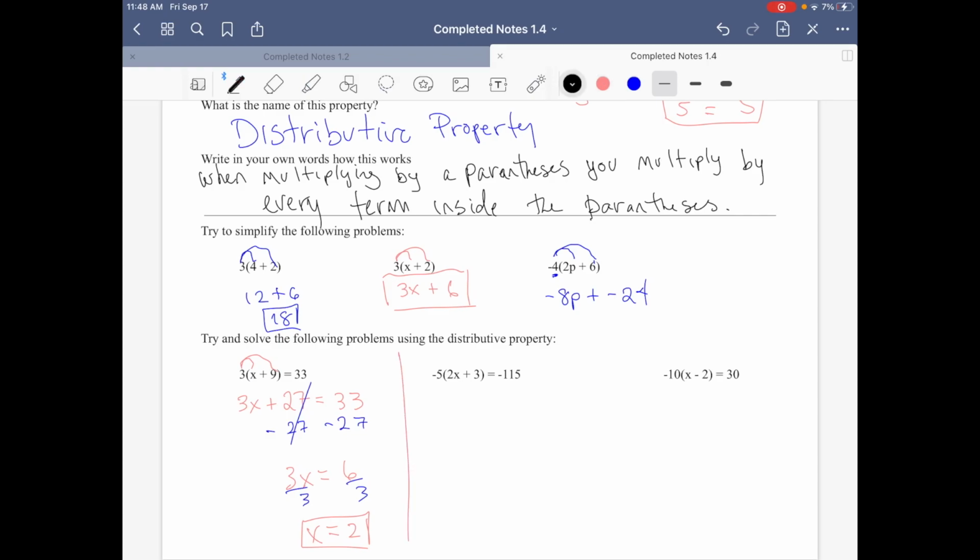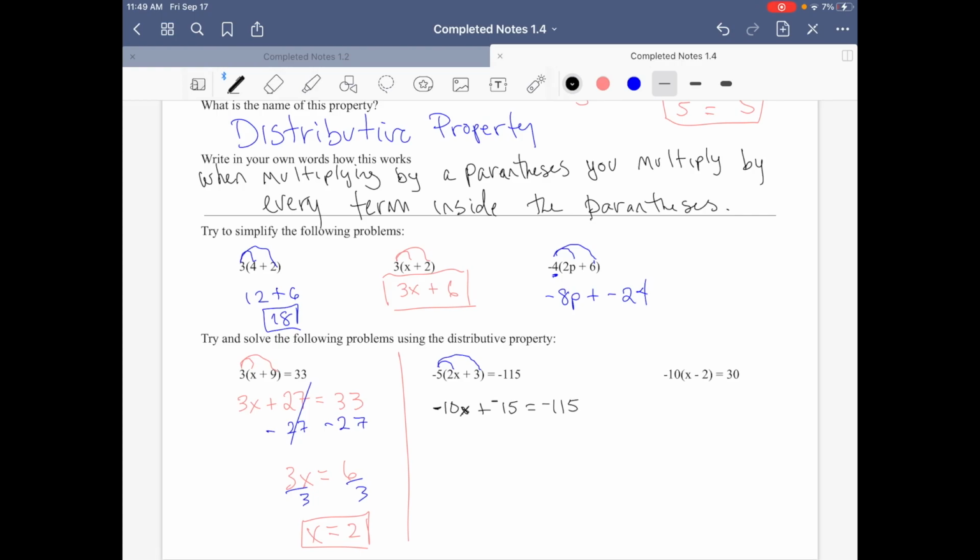Let's try it again with another one. Let's try it with this next one. So I've got negative 5 times (2x plus 3), right? So if I'm going to multiply that, I've got to multiply it by both terms, right? Negative 5 times 2x and negative 5 times 3. So negative 5 times 2x, 5 times 2 is 10. So negative 5 times 2 is going to be negative 10. We're talking about x, so negative 10x. And then 5 times 3 is 15. So negative 5 times 3 would be negative 15.